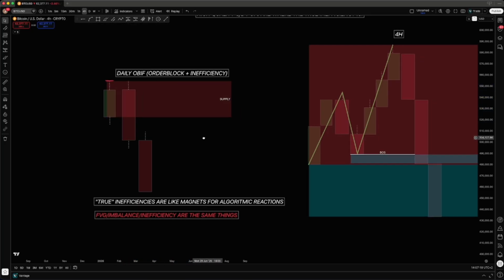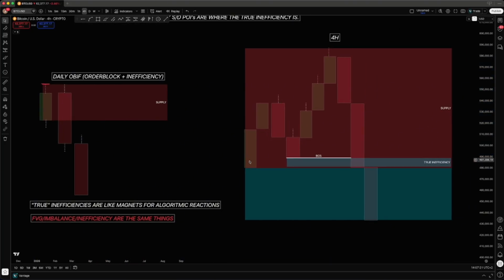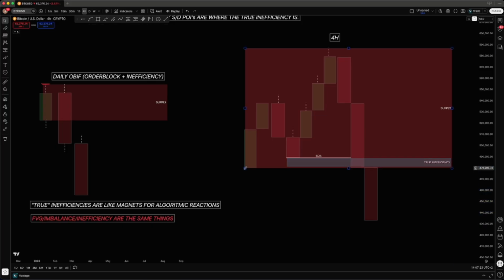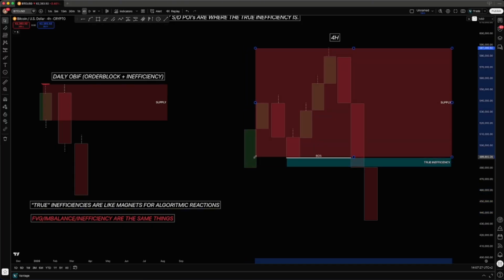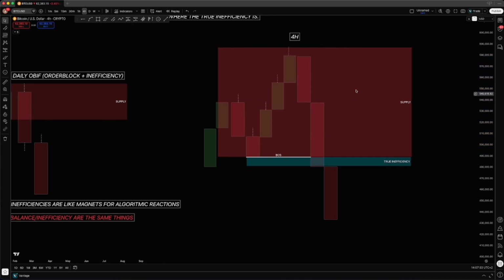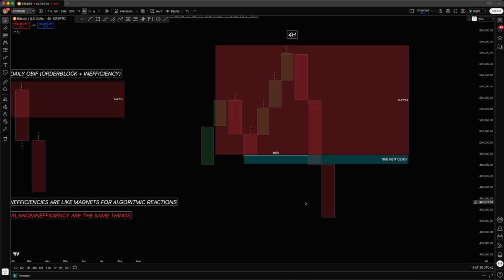And we know it because we can now, let's remove this and remove this, put our supply above the new true inefficiency. Okay, this is the actual supply where the magic will happen. And this here will not be valid as a supply.